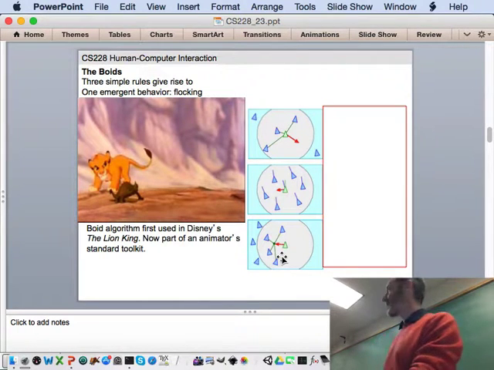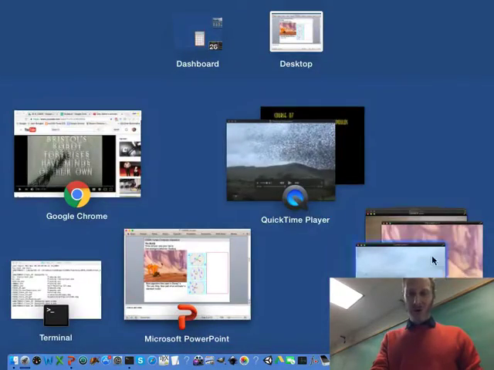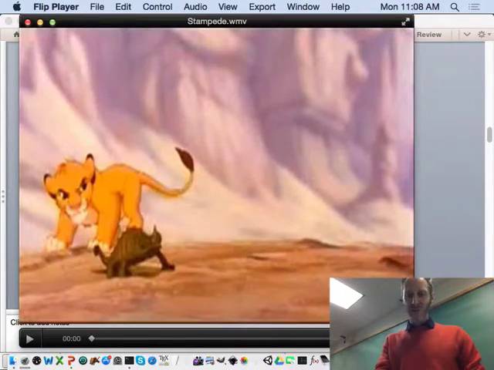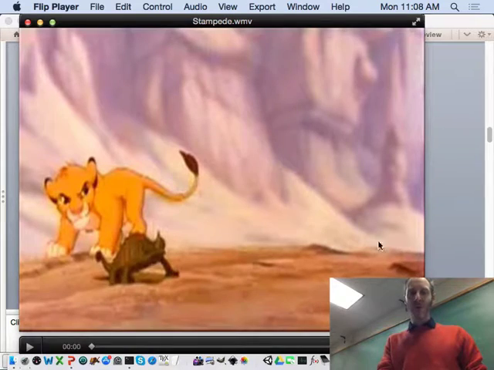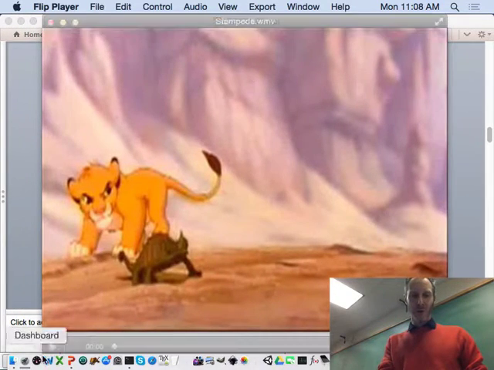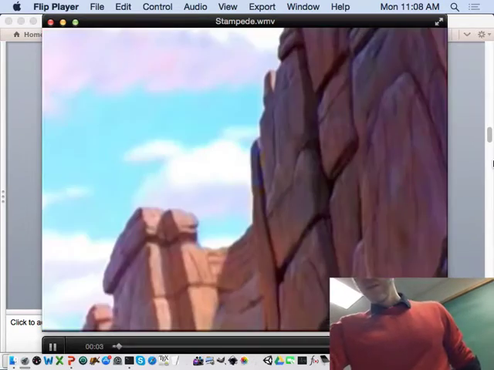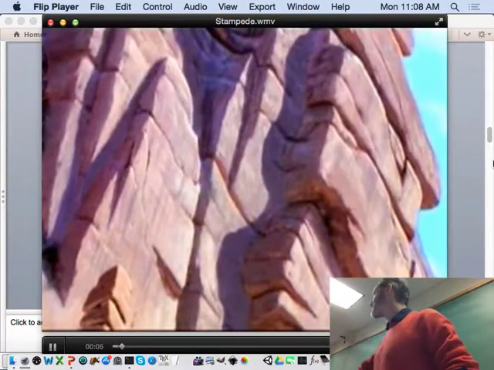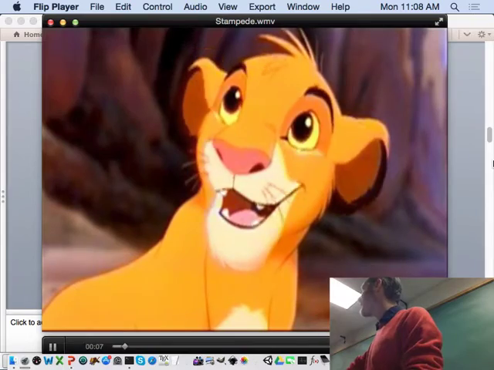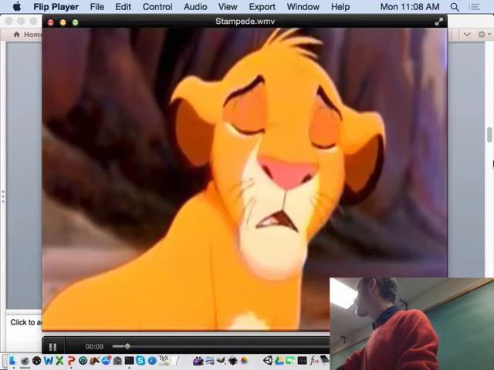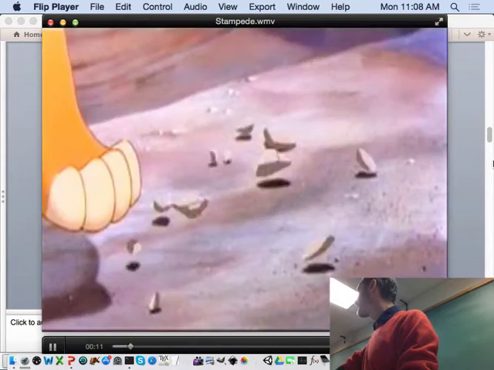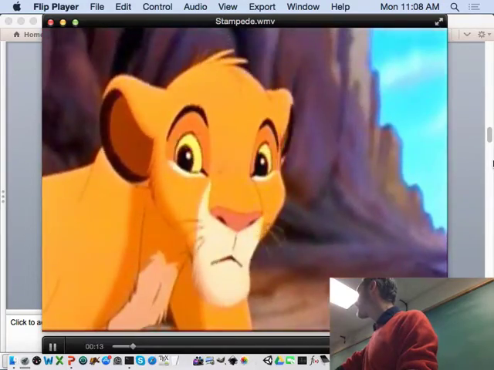And this has been used ever since in Hollywood films. So let's watch The Lion King. This was the first attempt to incorporate boids into a Hollywood movie. You're going to see some swarming in a moment. Pay attention to how the wildebeests that you'll see in a moment perform their collective behavior.